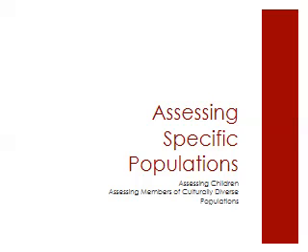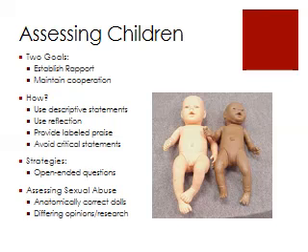Also important to think about how to assess specific populations. With kids, it's important to use descriptive statements, reflection, provide labeled praise, like you're doing a good job, and to avoid critical statements. Another useful strategy is using open-ended questions, but something like why should be avoided generally. And finally, anatomically correct dolls can be helpful. There are no widely accepted standards for using them, though.